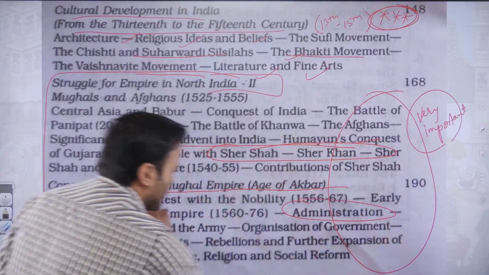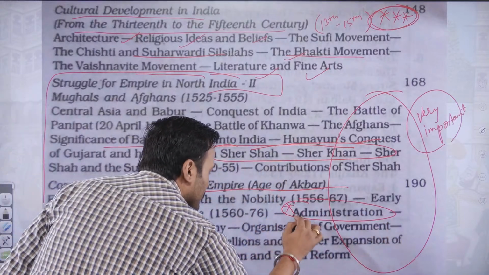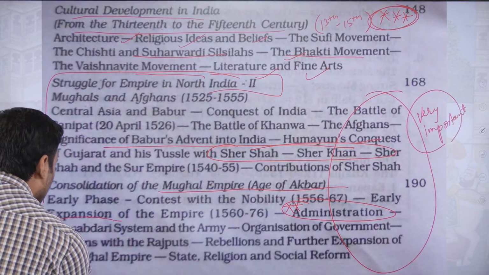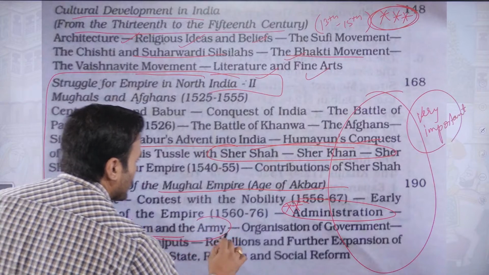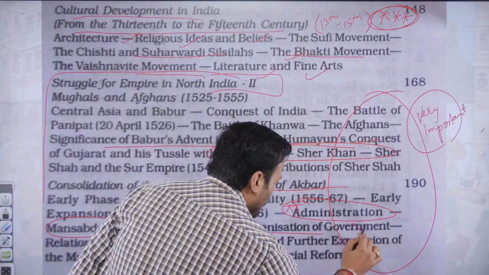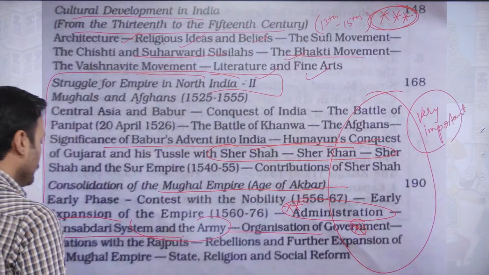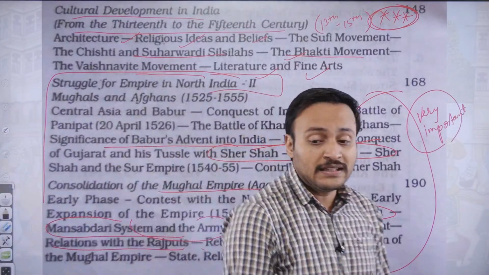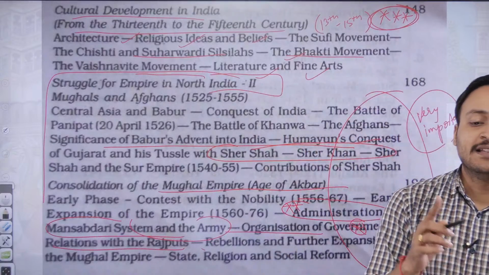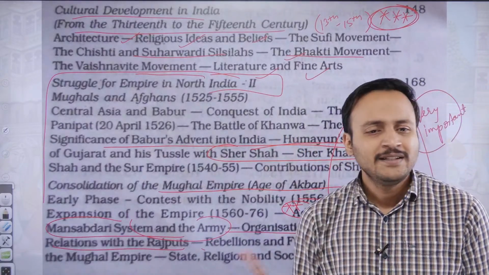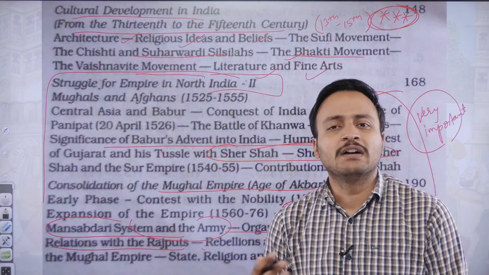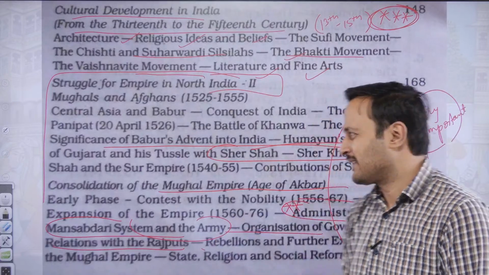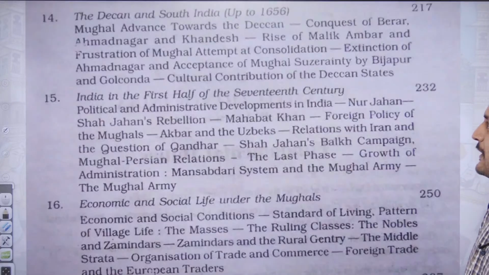Administration is very important. Okay, administration is important. What else is important? Here, the Mansabdari system and the army organization, that is important. Organization of government, that is important. Relations with Rajputs, okay, rebellions, all these things are crucial points in the Mughal chapter. We don't need to cover who was the son of which dynasty or which particular ruler, that does not matter. Okay, that does not matter simply.